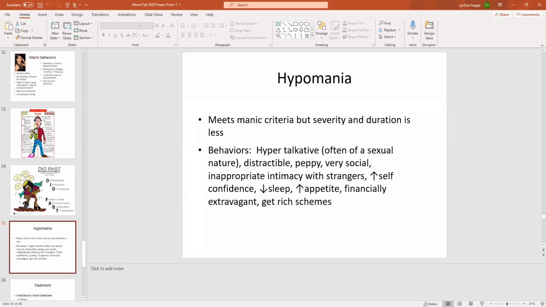These people probably could work. They're very talkative, very social. They can be the life of the party. Salespeople could be, hypomania would fit well with a salesman, wouldn't it? Because they're on with other people.